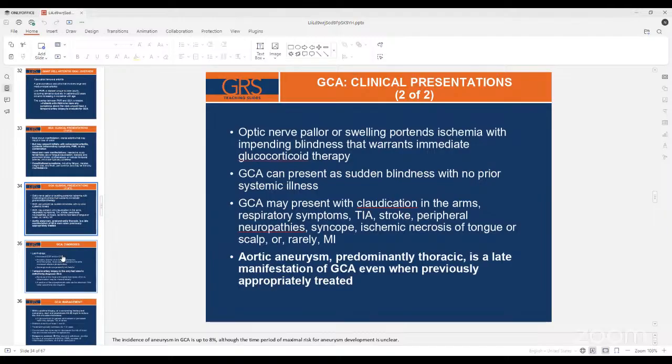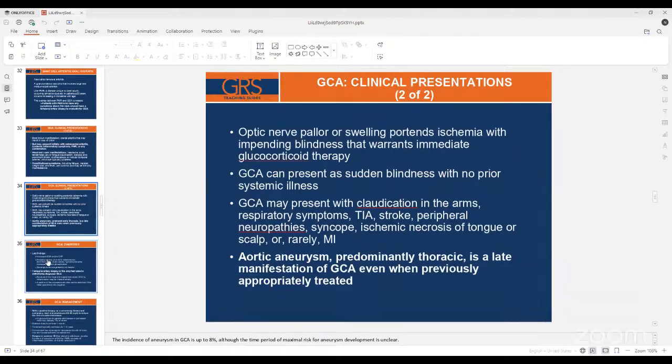Giant cell arteritis can present as sudden blindness without any prior systemic illness. It may also present with claudication in the arms, respiratory symptoms, TIA, stroke, peripheral neuropathy, syncope, and ischemic necrosis of the tongue or scalp, although very rare, and also rarely MI. This is a reminder that this disease affects medium and large-sized vessels. A late manifestation of the illness is aortic aneurysm.